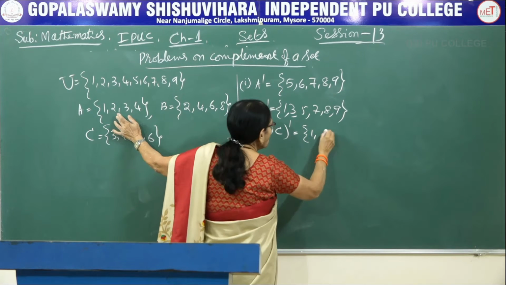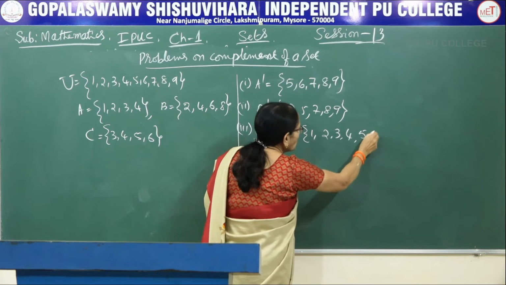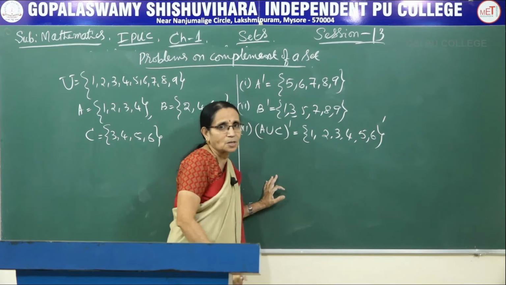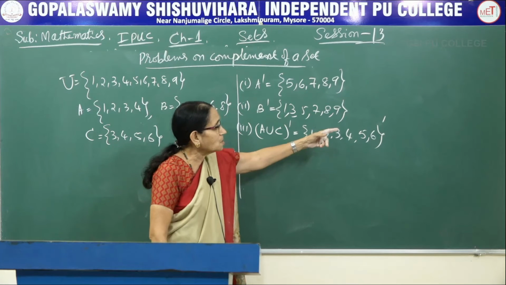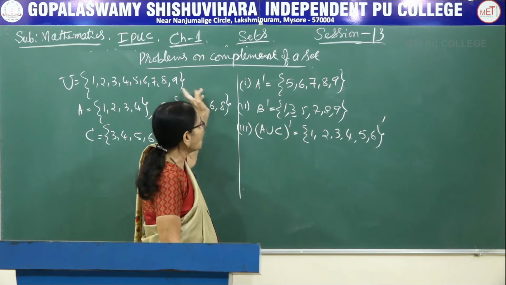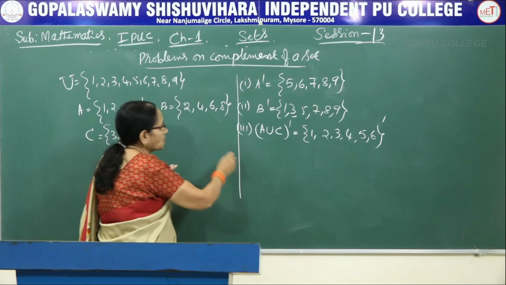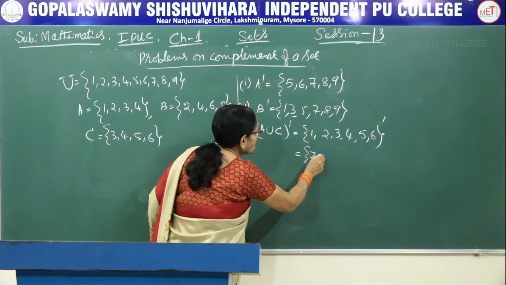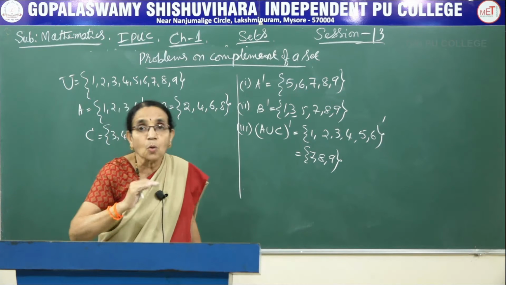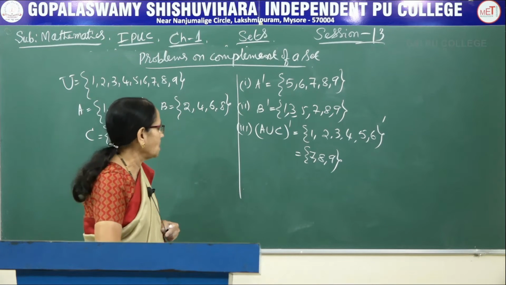1, 2, 3, 4. 3, 4 are the common elements. So, 1, 2, 3, 4, 5, 6. Right, here, dash. I have taken the union, then written the dash there. That means you have to take those elements of U which are not here. 1, 2, 3, 4, 5, 6, so all these elements are omitted. What would be remaining? It is 7, 8, 9. So, A union C whole dash will contain the elements 7, 8 and 9.